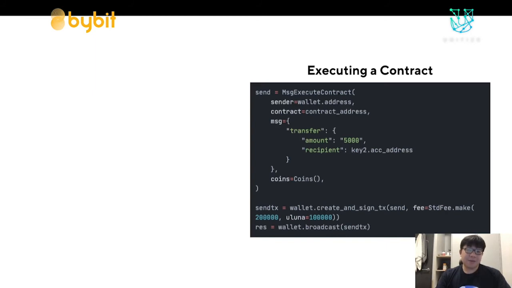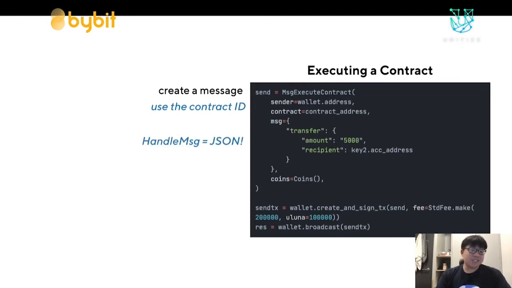So here's an example of executing a contract. We'll create a message and we'll use the contract address that we got. And you'll notice that the handle message is JSON. So here we're trying to use the transfer method of the contract with 5,000 as the amount and a random account as the recipient.